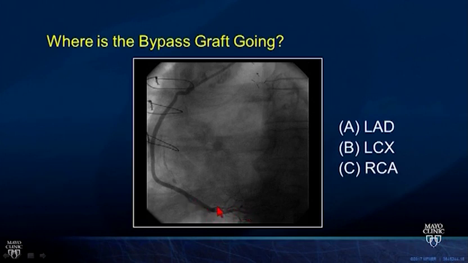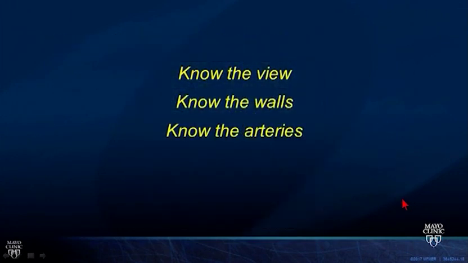But the other clue that it is a right coronary is that there's also some retrograde flow, and you can see a diseased right coronary up here. So the right coronary would be your right answer here. So if you know the view, you know the walls, and you know the arteries, then you'll know where the grafts go.